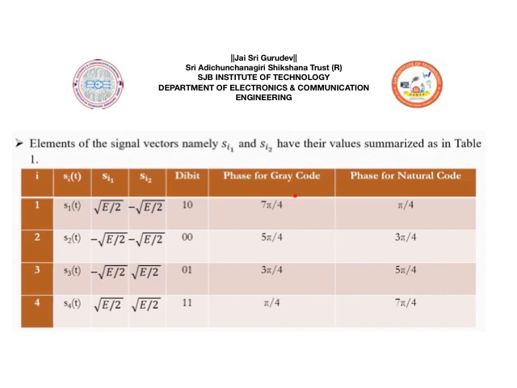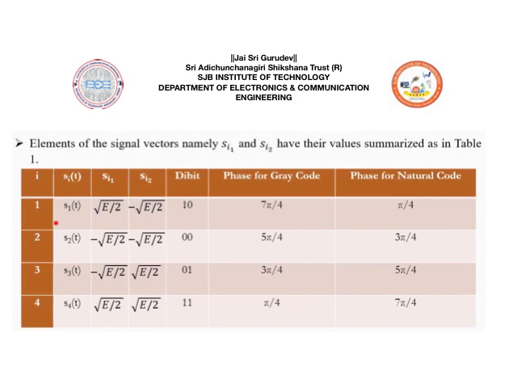Now coming to the phase of the Gray code, it is actually the reverse of the natural code. Whatever phase values we have written in increasing order, pi by 4, 3 pi by 4, the same phases starting from s1 of t to s4 of t will be written in reverse order.